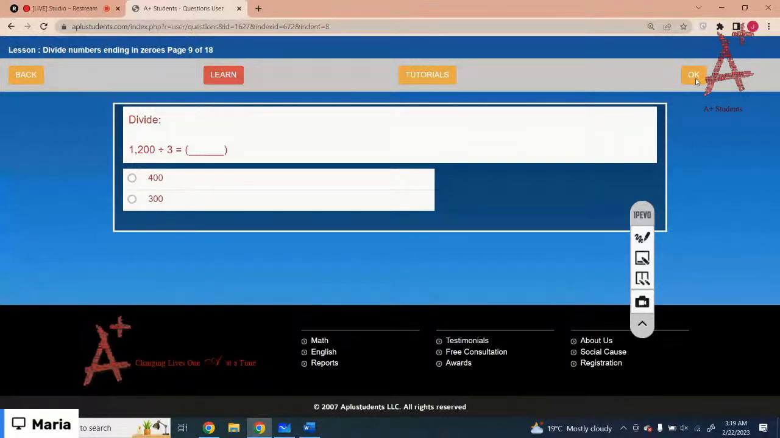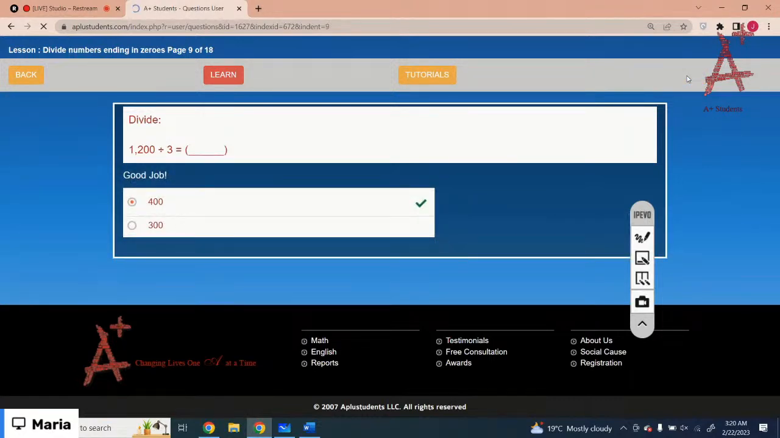Okay, the next one is 1200 divided by 3. You have to count 3 until 12. So 3 times what number is 12? 3 times 4 is 12. Got it? And you have to add then 2 zeros. The correct option is 400. Got it? So just select the correct option and click on the OK button.